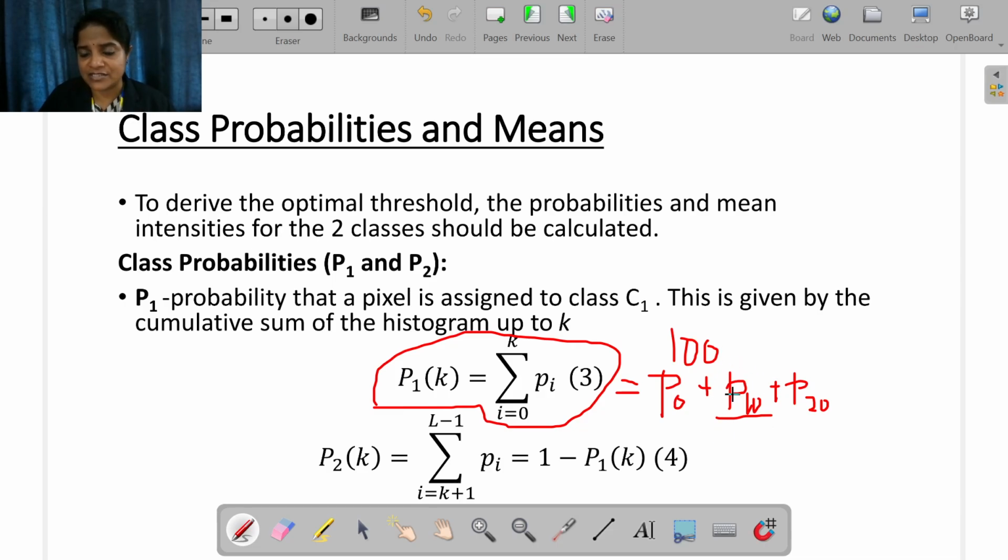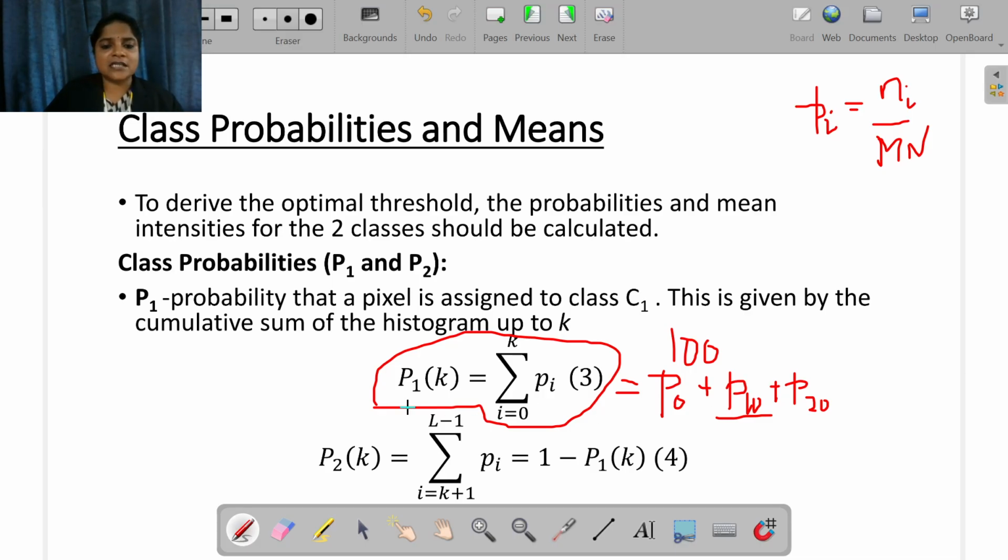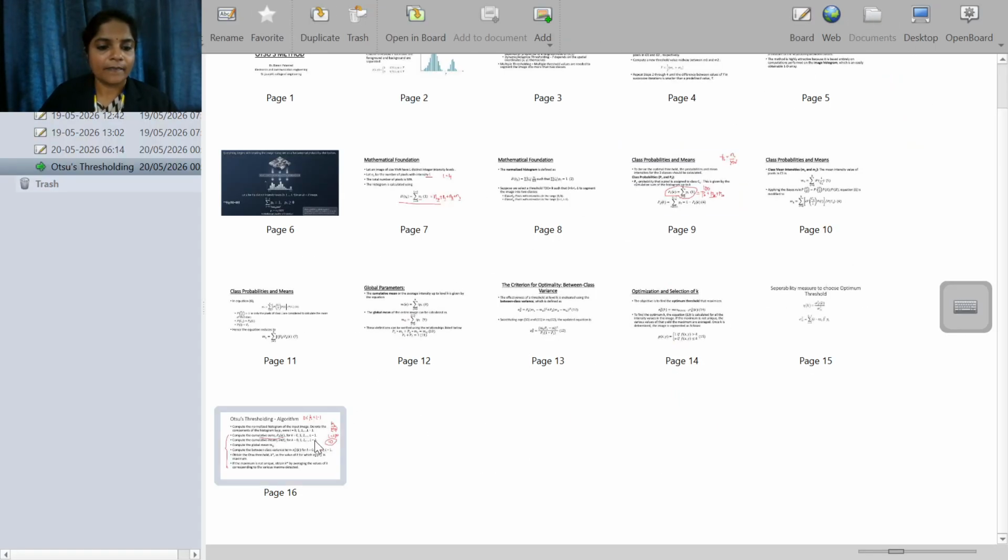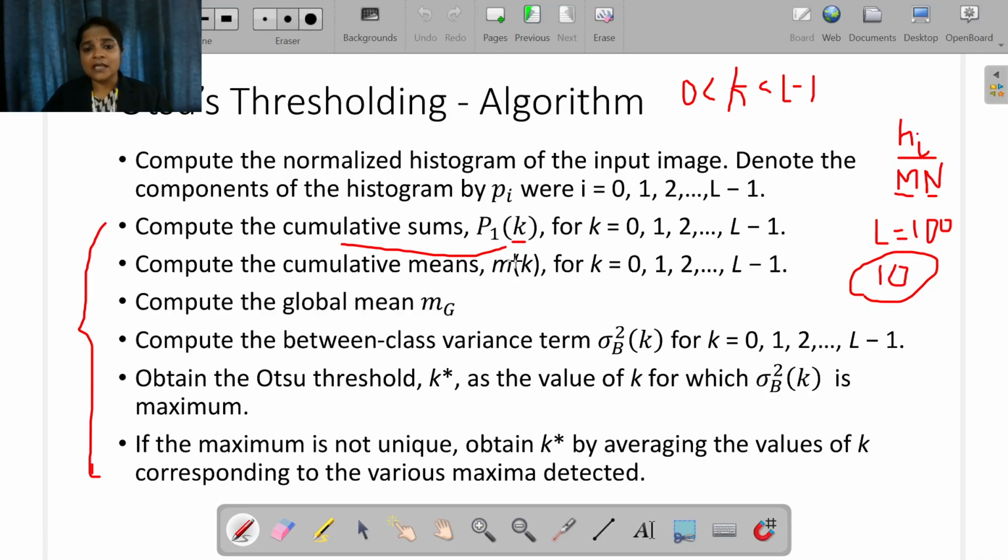The small p represents the normalized histogram. So Pi is nothing but Ni divided by M into N. Okay, that is how you calculate the cumulative probability of class 1. So we calculate the cumulative probability of class 1.